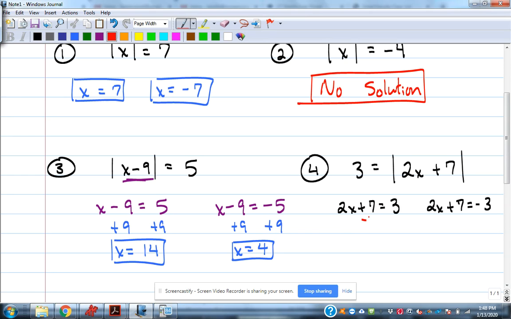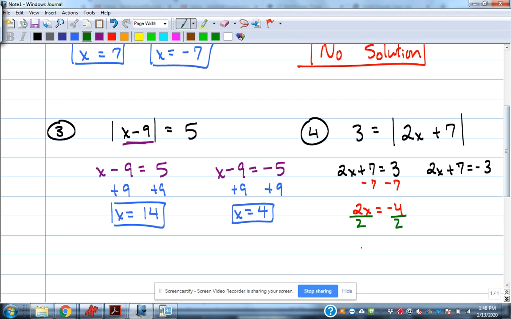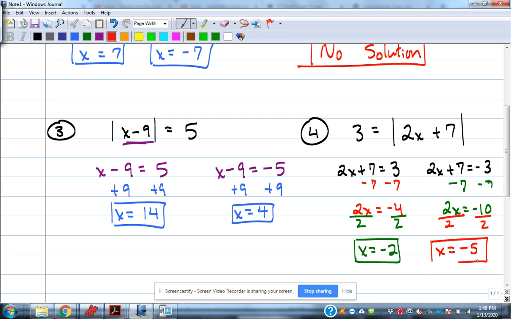And then solve those. So this one is a little bit more work because it's got 2 steps in it, but not a terribly difficult problem. Divide by 2. First one, I got negative 2 as an answer. The second one, subtract 7. 2x is negative 10. Divide by 2. And I got negative 5 as a solution.